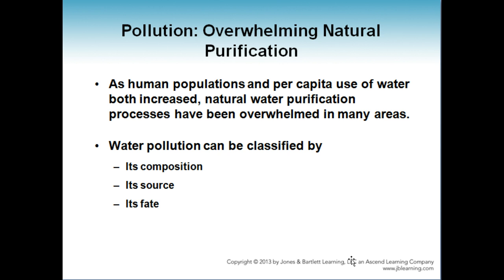In some sense, pollution is overwhelming natural purification systems. As the human population and per capita use of water both increase, natural purification processes have been overwhelmed in many areas. Water pollution can be classified in 3 ways: by its composition, its source, and its ultimate fate.